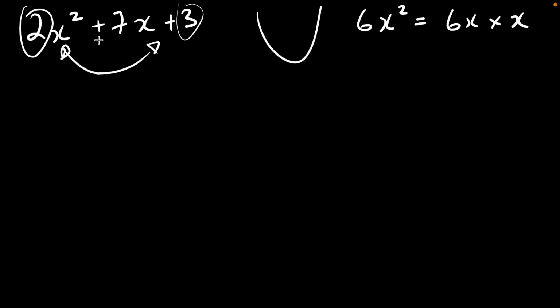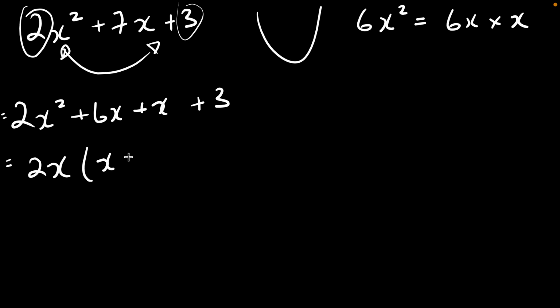We can rewrite this 3-term expression as our 4-term expression. So we end up with 6x plus x. And on the end we'll have a 3. Let's factor. What's common here is 2x. What's left is x plus 3. I need this back. I'm writing x plus 3 here. What times x gives me x?